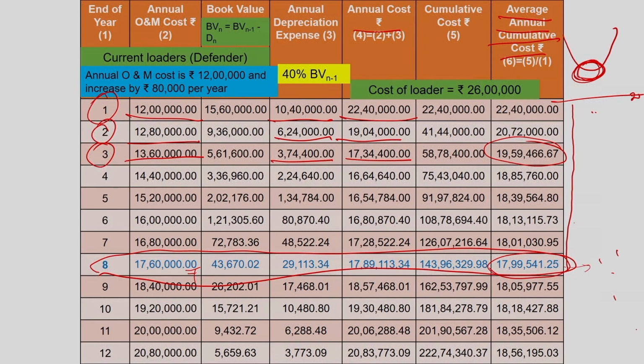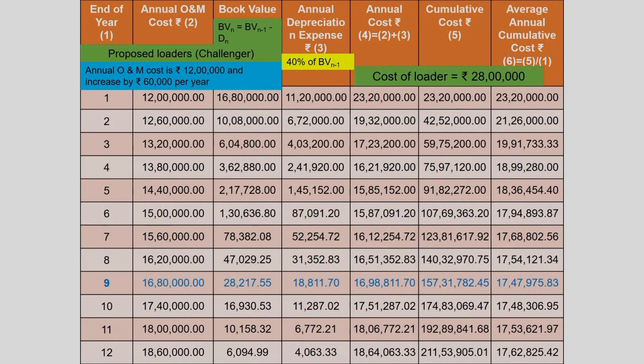Now, let us work it out for the Challenger. We are comparing with a new loader whose cost is 28 lakhs, and as we discussed in the question of this problem, here the annual operating and maintenance cost is the same, but it increases by 60,000 per year. In the earlier problem we saw that it increases by 80,000 per year. Here we are using some new technology, because of that you are able to have some reduction in the operating and the maintenance cost.